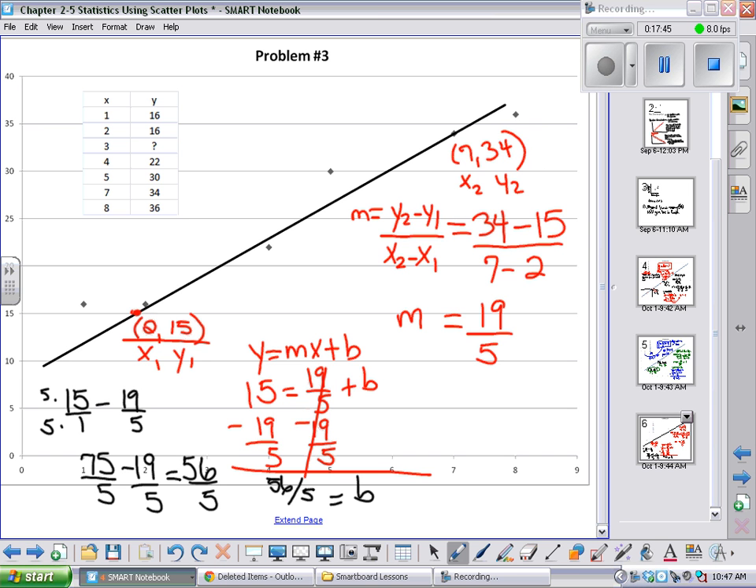And then write the equation of your line. Y equals 19 over 5x plus 56 over 5. Okay? And that concludes our lesson on using scatter plots.